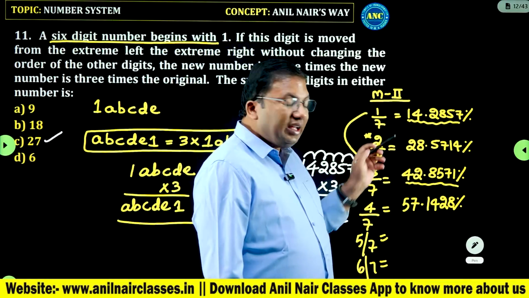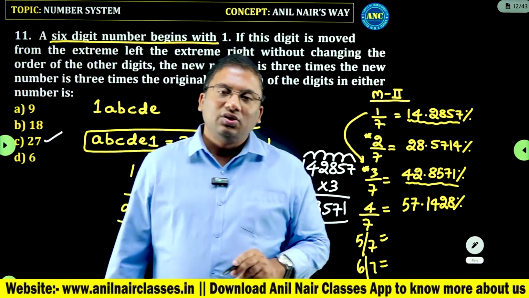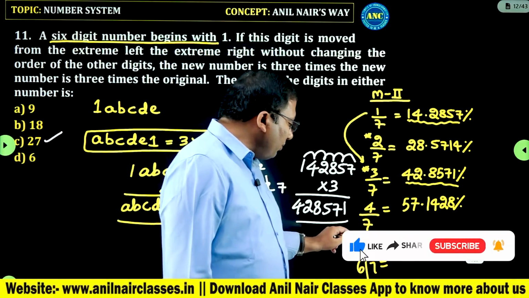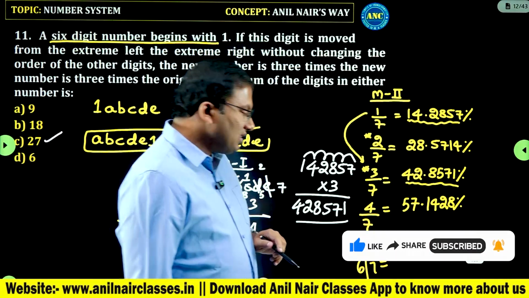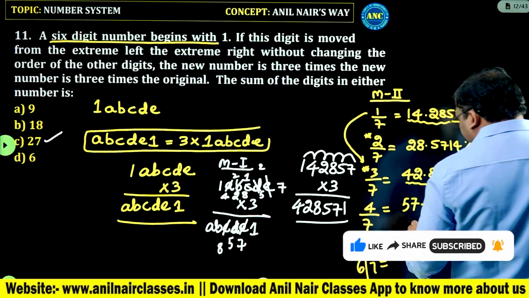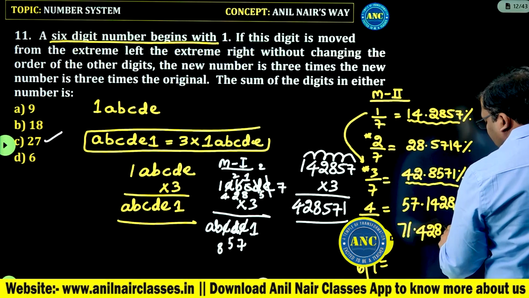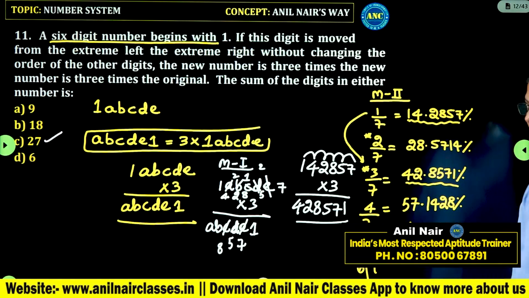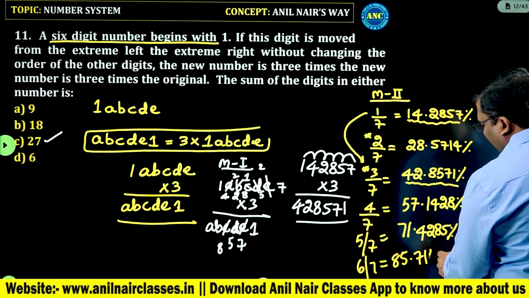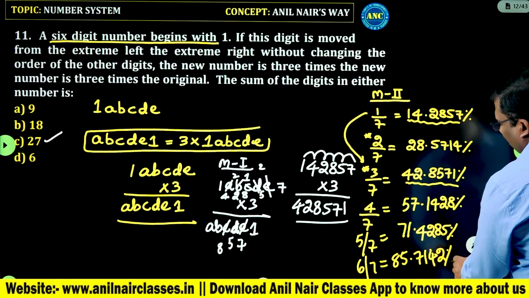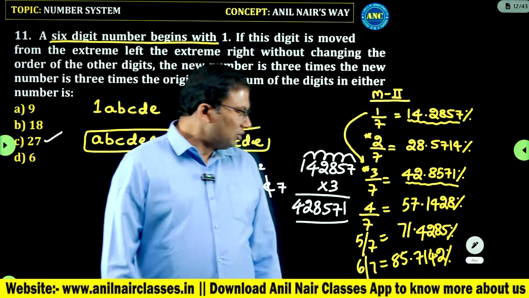That means if you know these values of 1 by 7, 2 by 7, 3 by 7, you can solve this question directly. If it is 5 by 7, 5 tens are 50. 7 goes how many times in 50? 7 sevens are 49. So 71.4285. 6 by 7: 6 tens are 60. 7 goes 8 times. 85.7142.